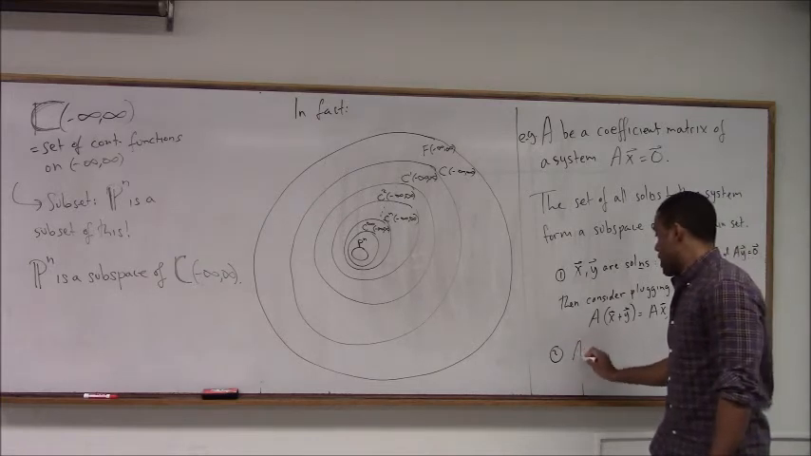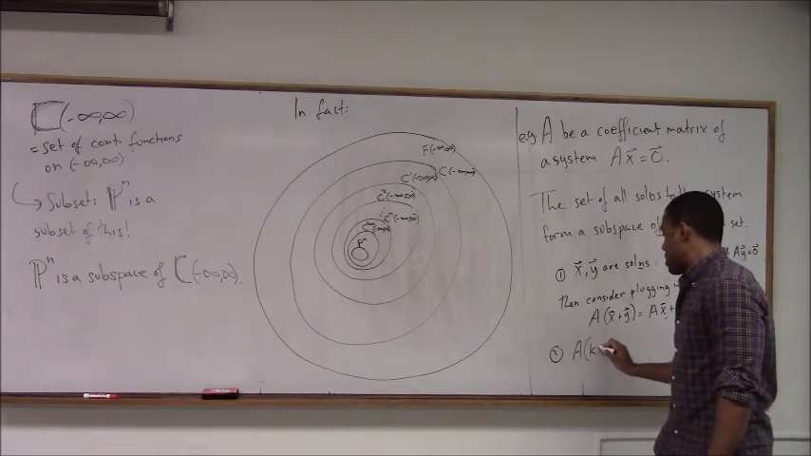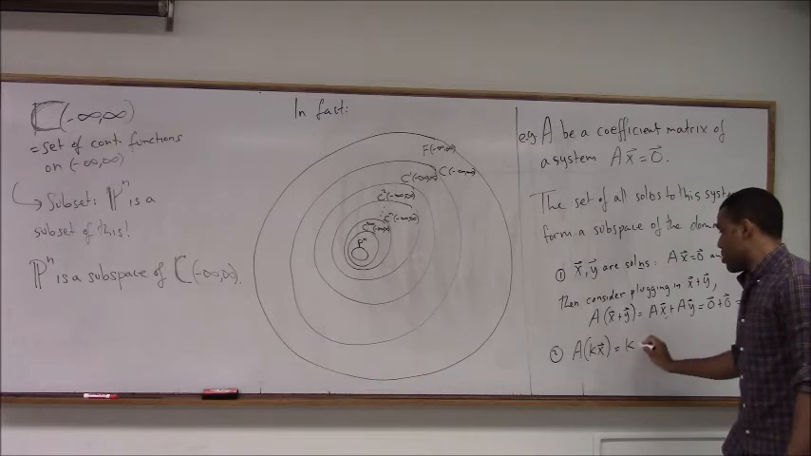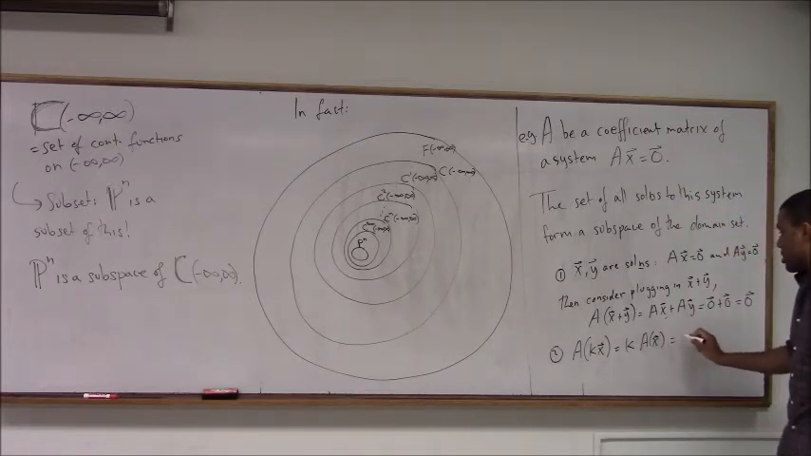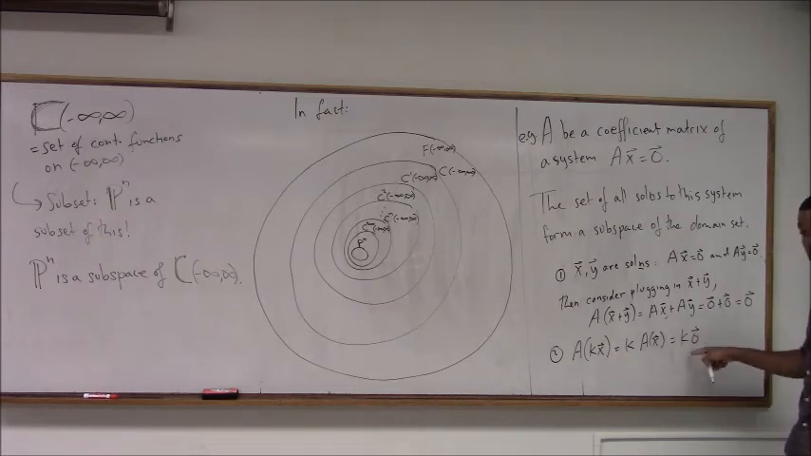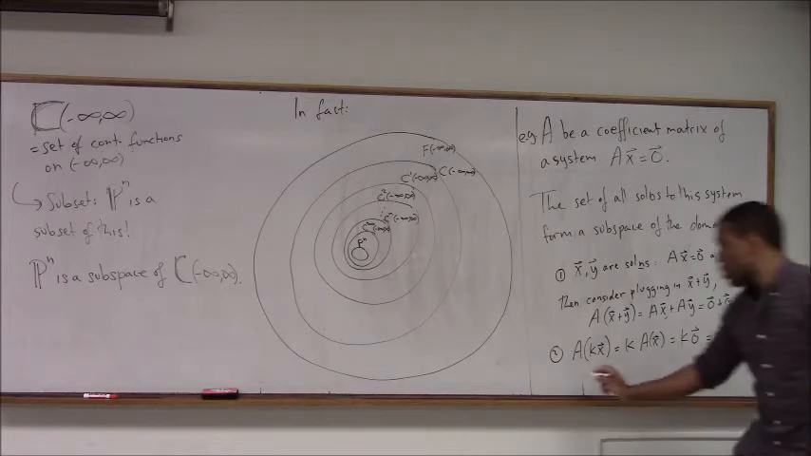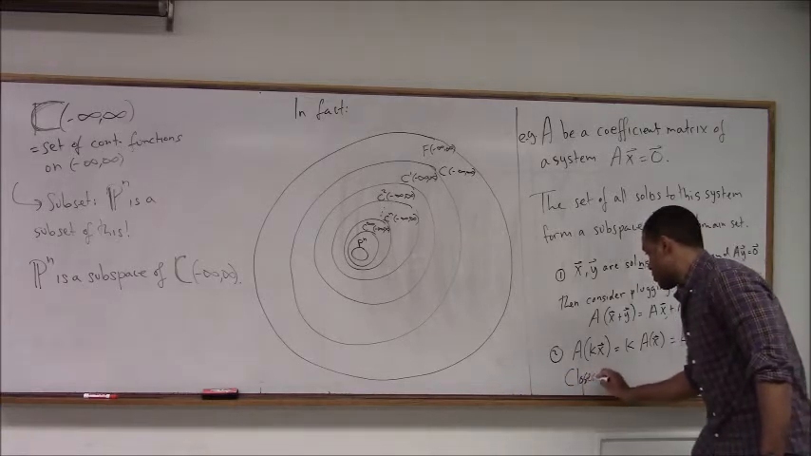Also, if I look at A times k times x, there's a matrix property that says I can factor out the k. And so that just becomes k times 0, and then there's a theorem that tells me a scalar times a 0 vector is the 0 vector. So it's closed under addition and scalar multiplication.